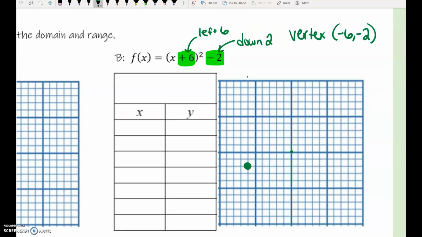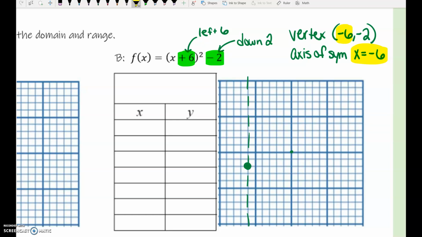Directly through this vertex, there is a symmetry line. Parabolas are symmetrical. You could fold it along that vertex and create both pieces overlaying each other. So that's called the axis of symmetry. And it is the vertical line that matches the vertex. So this vertical line matches the x value of that vertex.